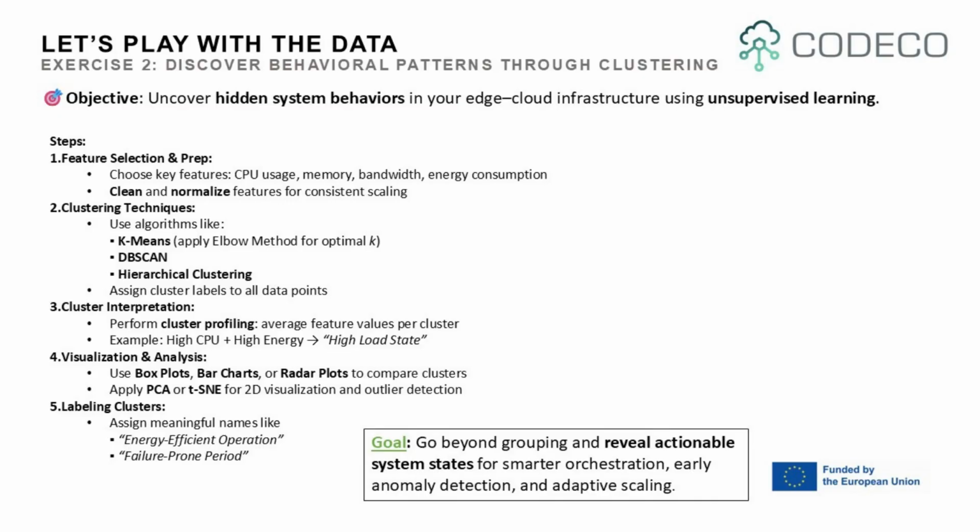As an example, one cluster could have high CPU and energy usage, thus meaning that it is in a high loading state. Use box plots, bar charts, or radar plots to compare how each feature behaves across clusters. Use PCA or t-SNE to reduce dimensionality and visualize clusters in 2 dimensions. This helps you to spot outliers or overlaps. Based on your profiling, assign names to clusters like energy-efficient operation or failure-prone period. These human-readable labels make the insights actionable for operations and orchestration.